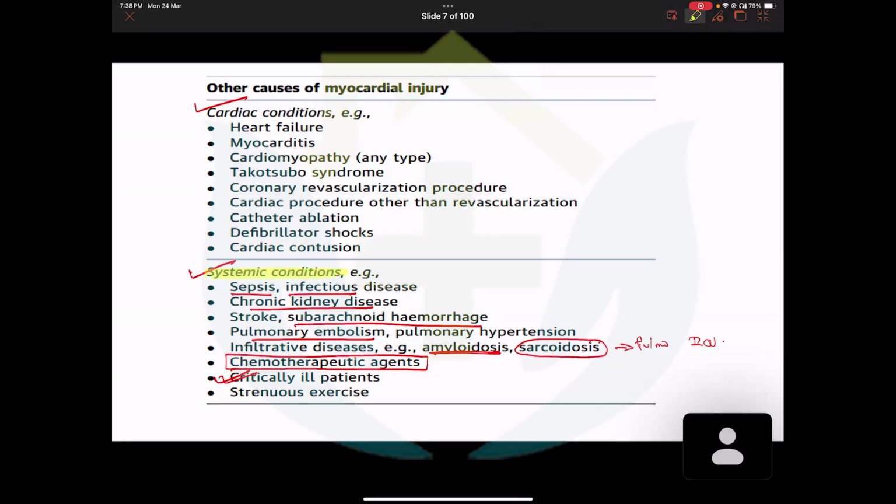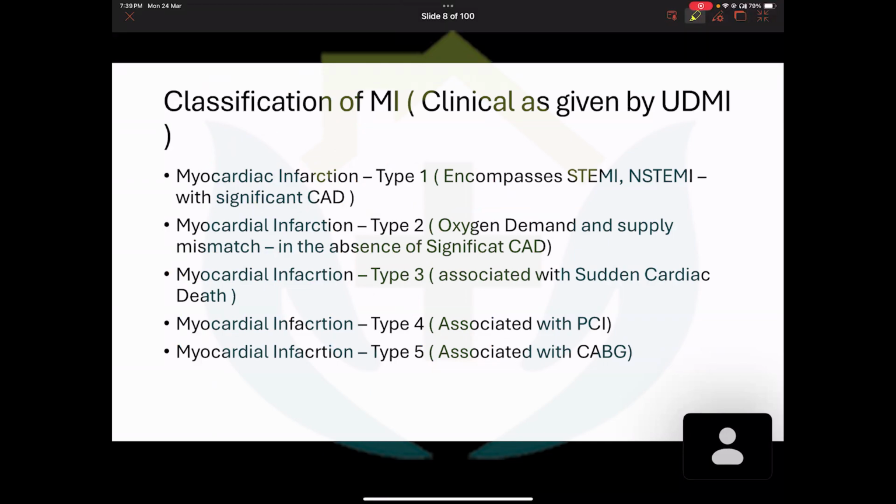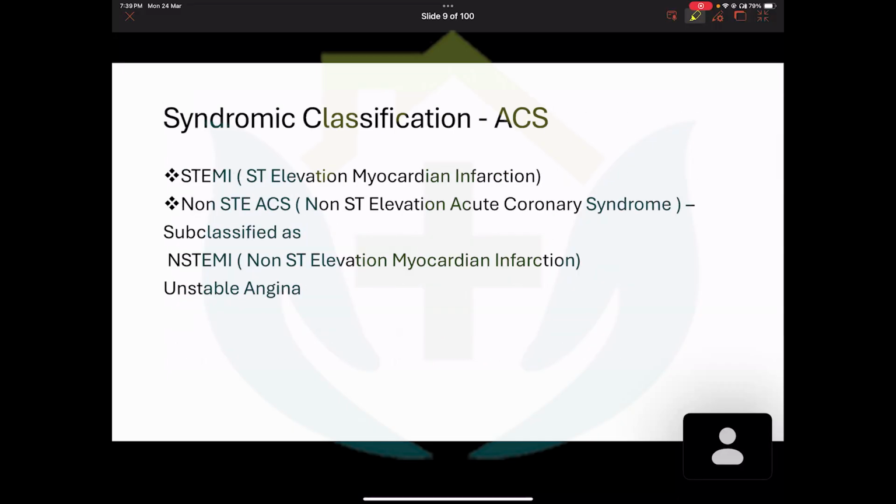oxygen supply demand mismatch. And among the cardiac conditions, you all know it can be heart failure, myocarditis, then coronary revascularization, that is post-procedure, as well as defibrillator shocks. So the classification of MI is dependent upon how the MI is occurring. Type 1 is mostly because of an atherosclerotic plaque rupture or damage. In type 2, there is an oxygen demand and supply mismatch. In type 3, it is associated with sudden cardiac death. Type 4 and type 5 are associated with procedures. Type 4 is associated with PCI and type 5 is associated with CABG.